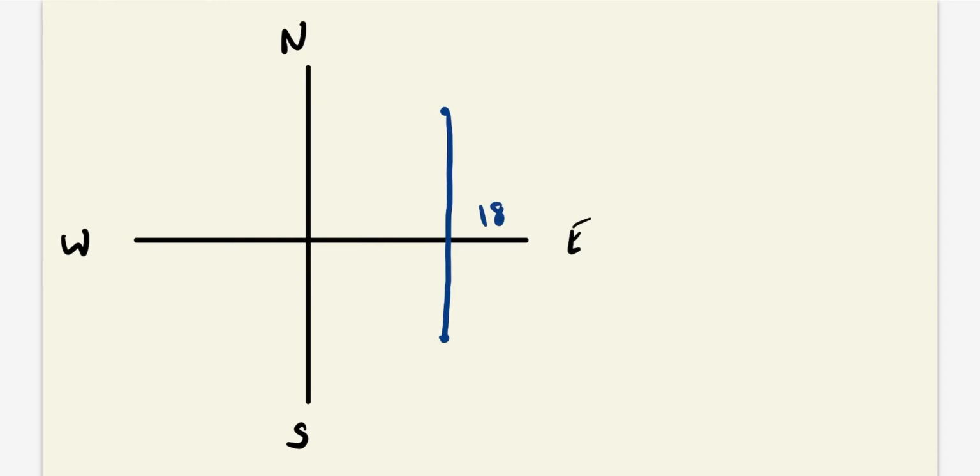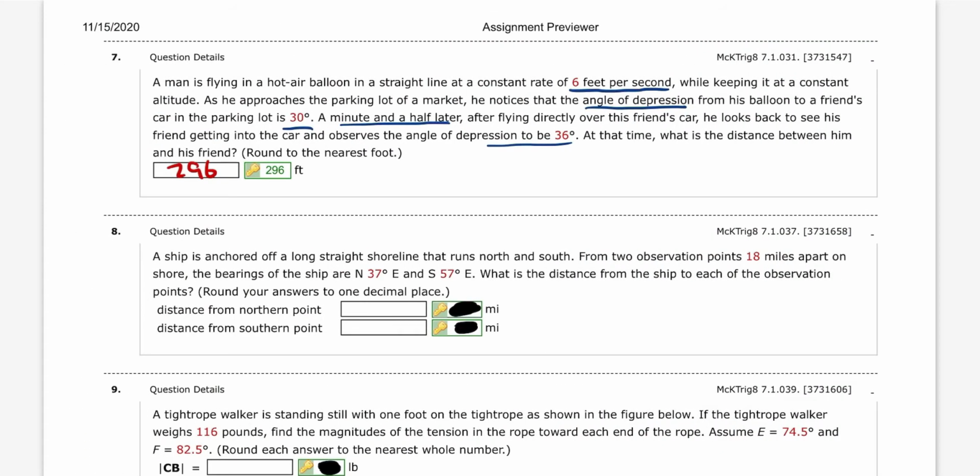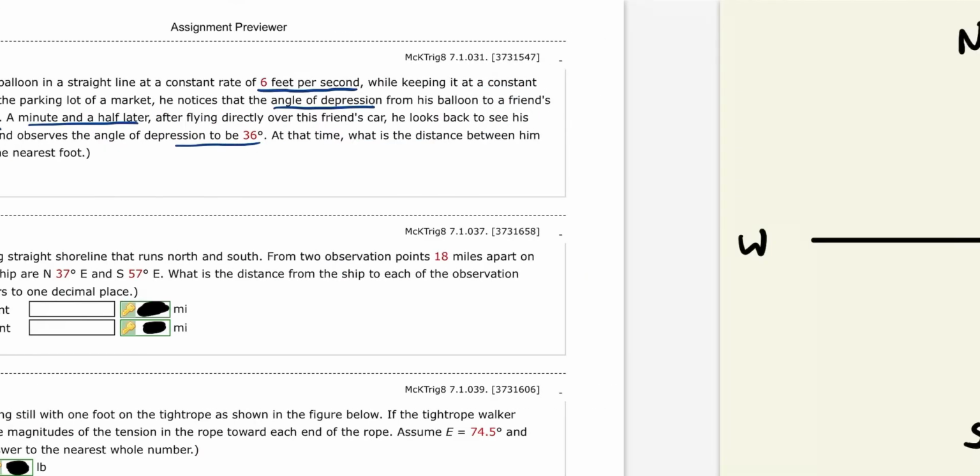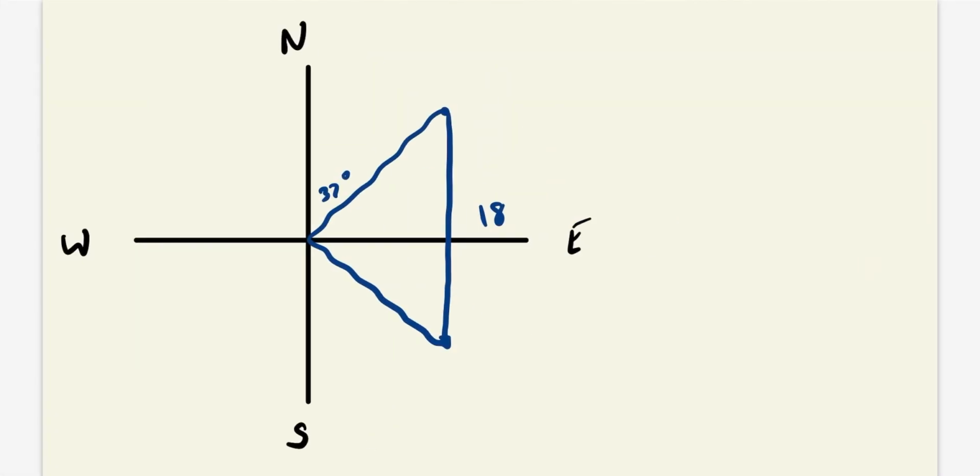18 miles apart. All right. Let's see. And then the ship is N97E. So that would be approximately, maybe we can just call that here, 37. And this one is going to be southeast at 57 degrees. All right, so now we can use our knowledge of geometry.